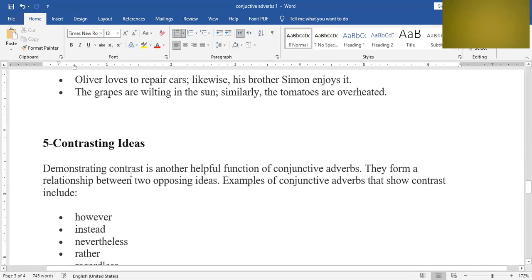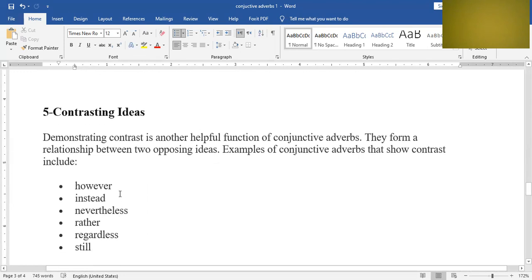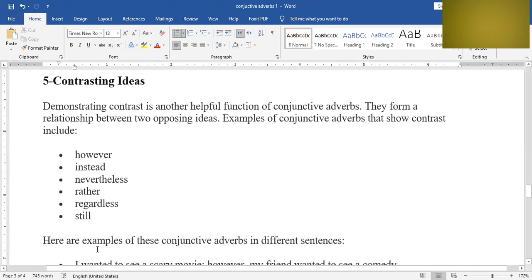Contrasting ideas, it's expressing opposing ideas, not similar ideas. Now compare to express similar ideas. To contrast, to express opposite ideas. And here we have the conjunctive adverbs which we use to express contrasting ideas, which are however, instead, nevertheless, rather, regardless, and still. You have to understand the meaning of the conjunctive adverb. If you don't understand the meaning, you don't know their function, and you will misuse them.